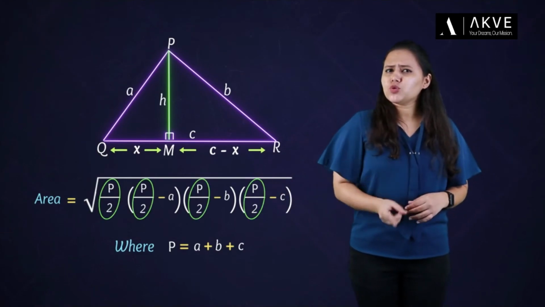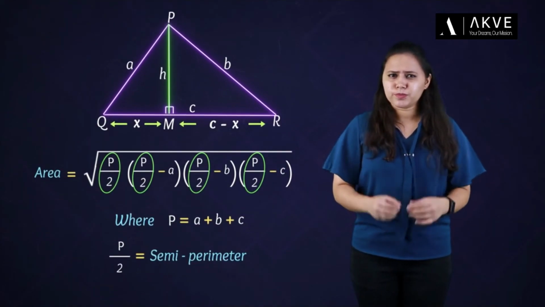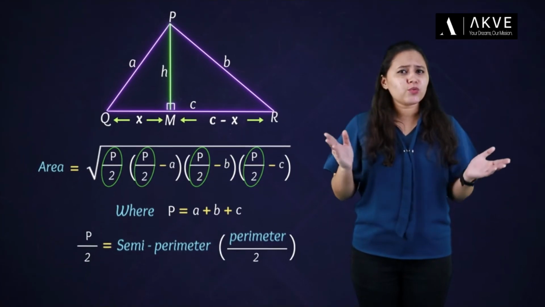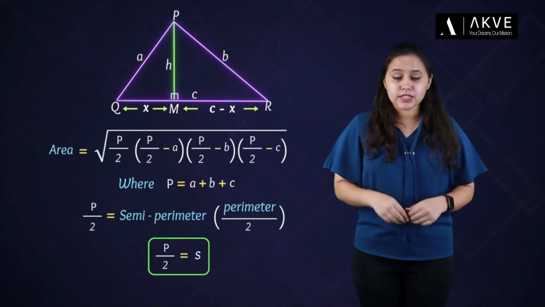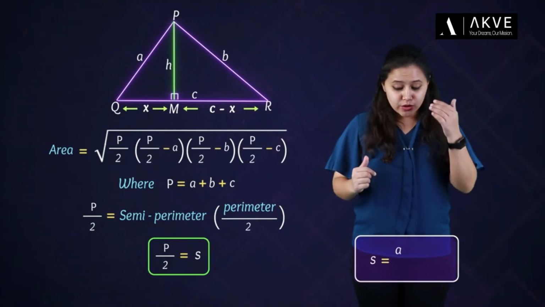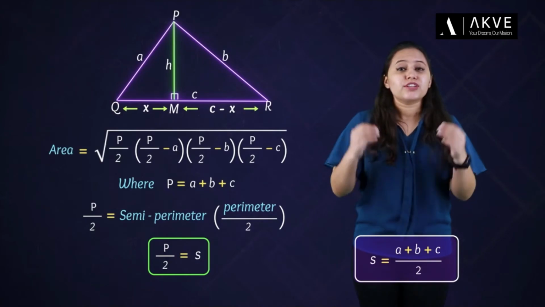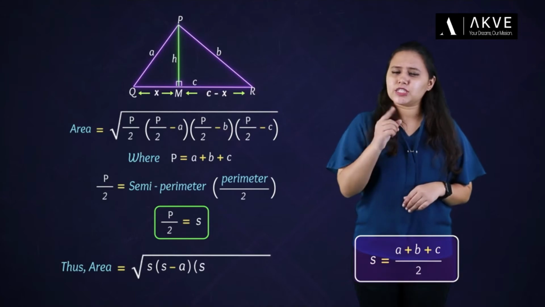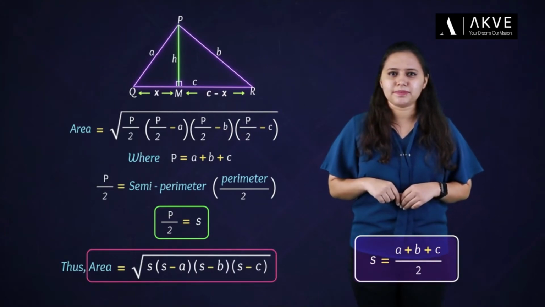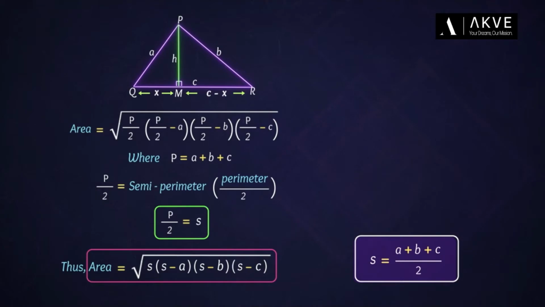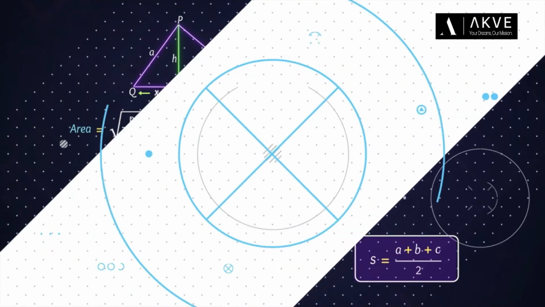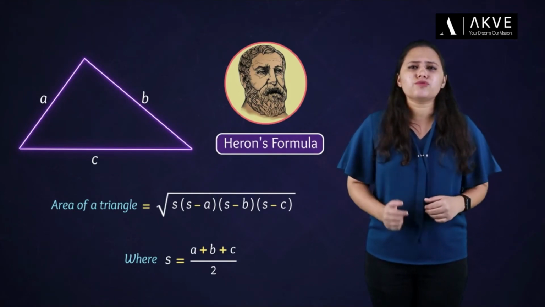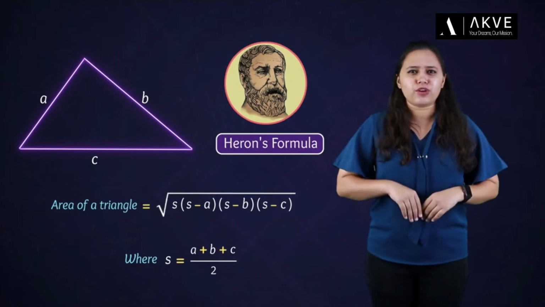Here, p by 2 is nothing but the semi-perimeter, or in simple words, it is half of the value of the perimeter. So we take p by 2 is equal to s. Thus, s is equal to a plus b plus c by 2. So the equation becomes under root s into s minus a into s minus b into s minus c. So this is how we derive Heron's formula, which is used for calculating the area of any triangle.